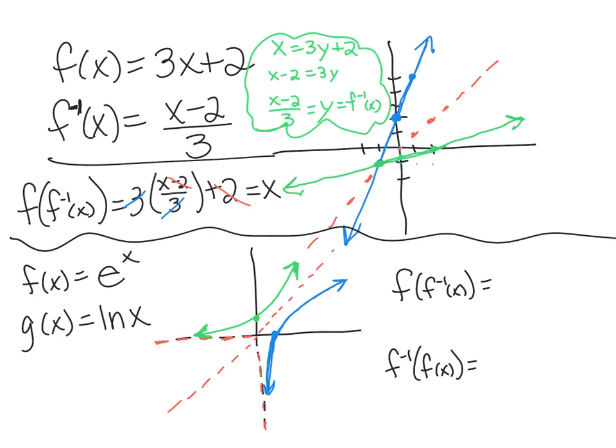Okay, another example. These functions right here, we're going to get to these, I think it's chapter 4. But this is called the natural number. This is e. It's 2.71... It's kind of like pi. It never repeats. It never stops. It's called the natural number.